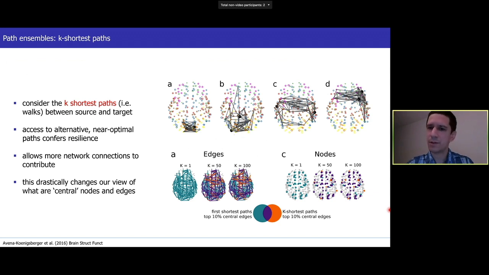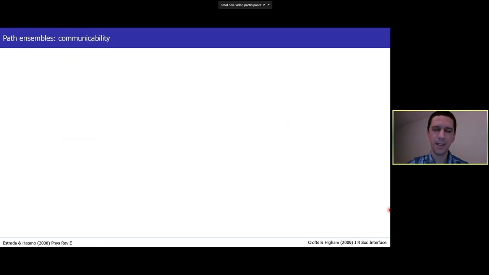So even something as simple as what are the hubs in my network will drastically change depending on how I think that communication should take place. And this is an idea that I'll come back to in a few minutes.